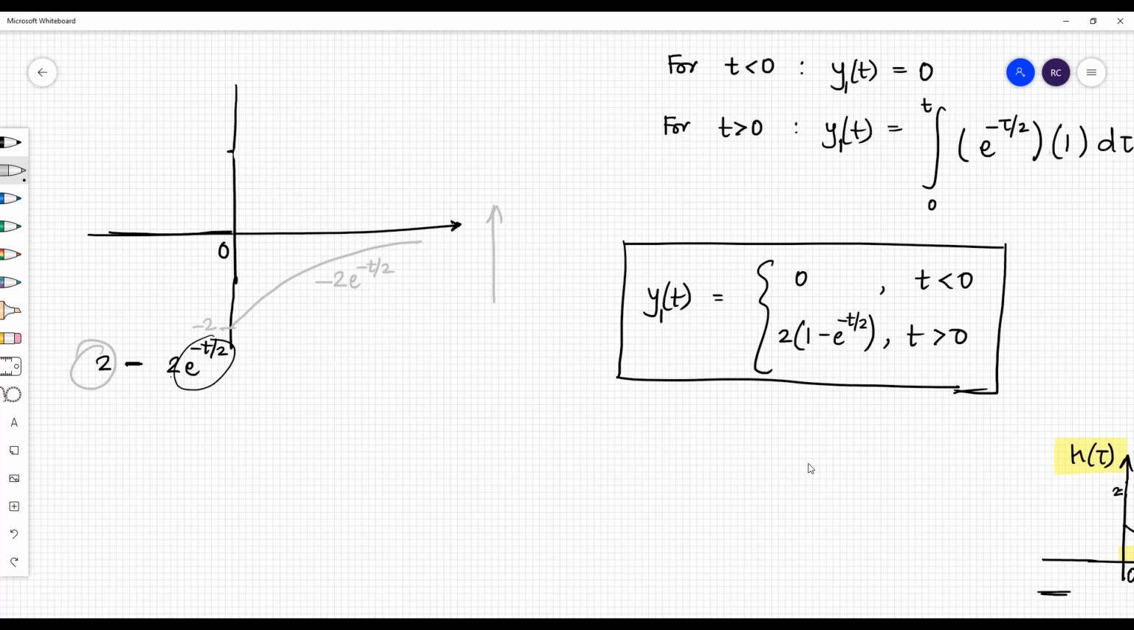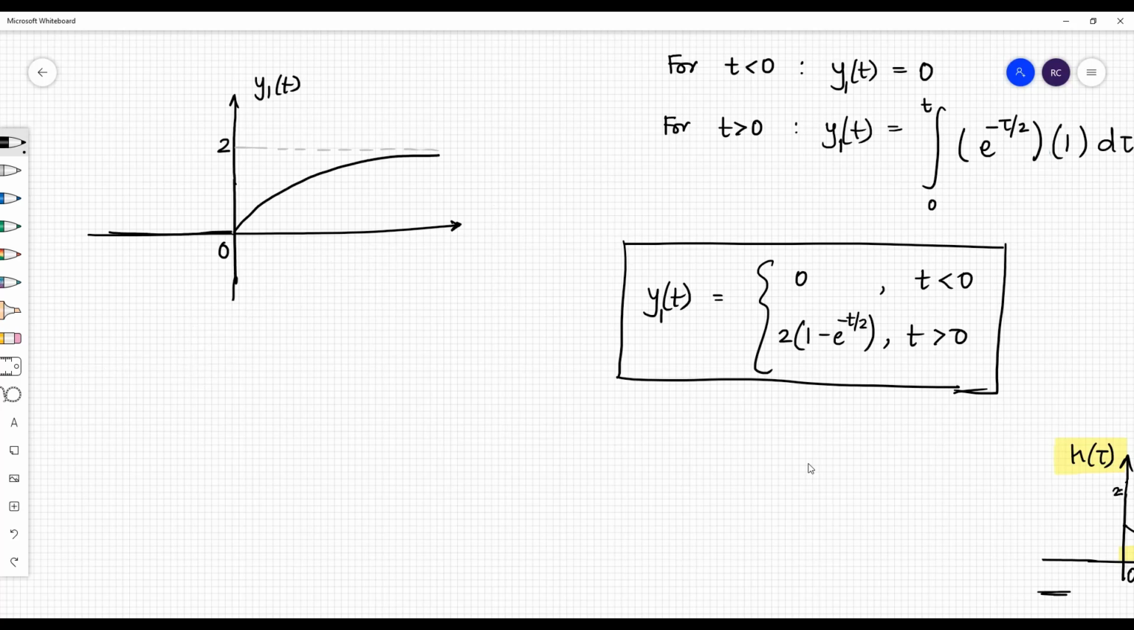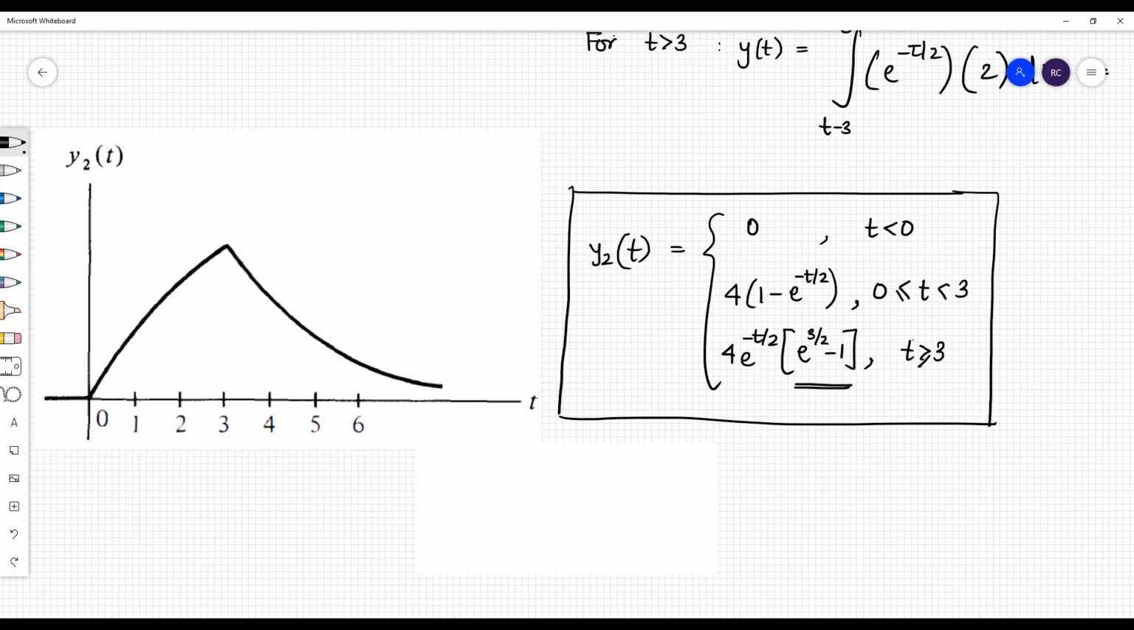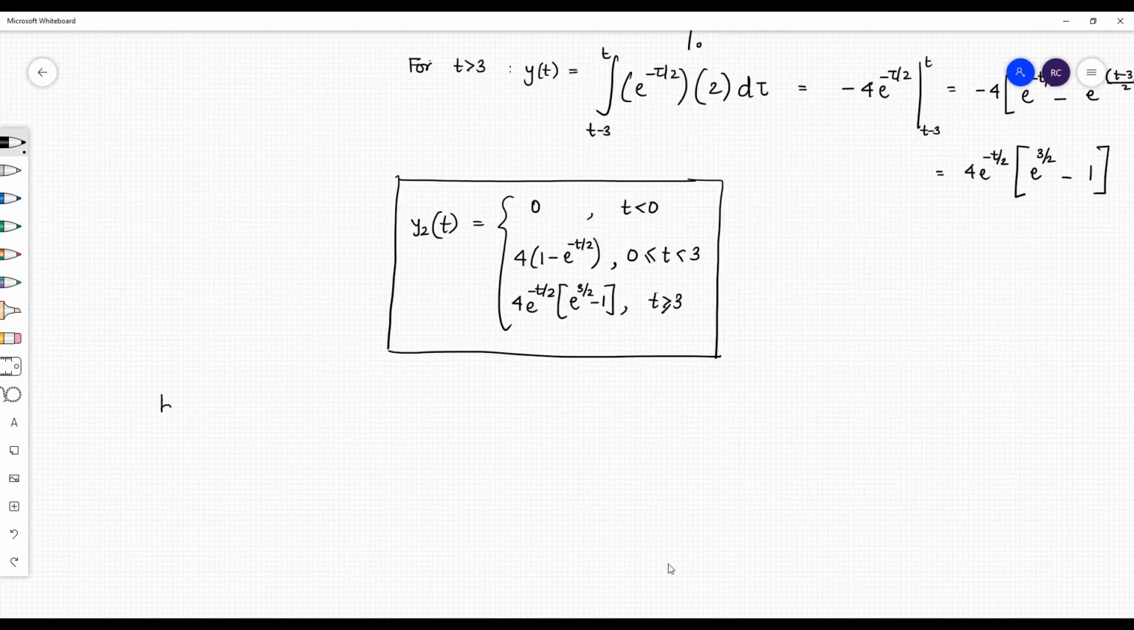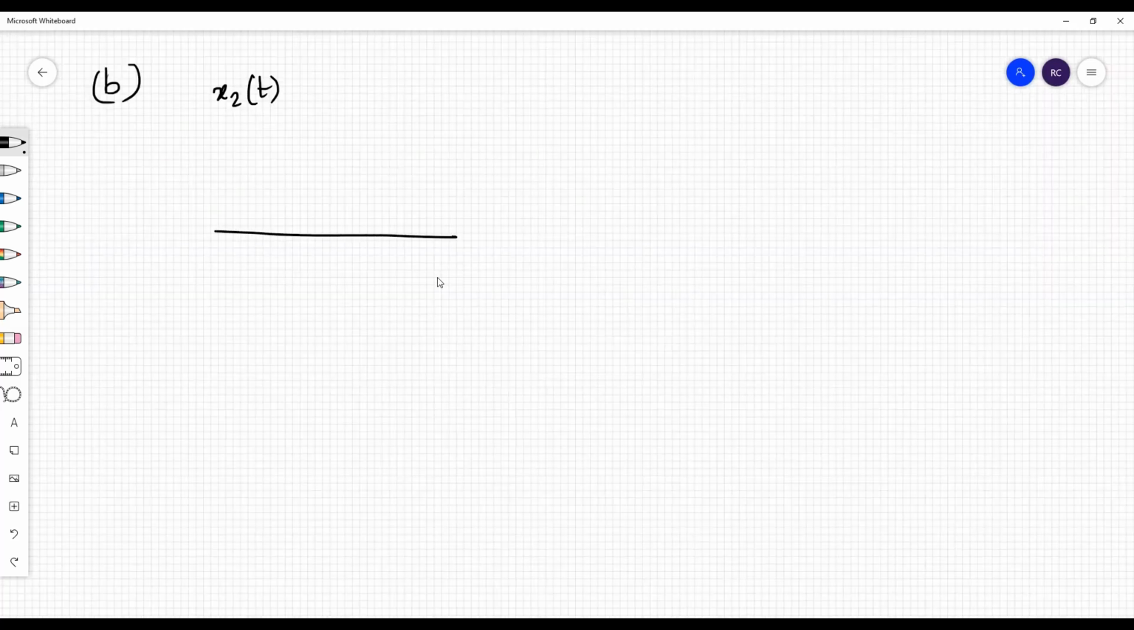Right? So how does your final signal look like? The final signal looks like this. Okay? And asymptotically, it's going towards 2. This is how y1(t) looks like. Okay? Now let us see how y2(t) looks like. This is how the signal would look like. Now part B of this question asks us to verify y2(t) in terms of y1(t) by using the property of LTI system. That means we can clearly see that if we look at x2(t), x2(t) is a signal like this.